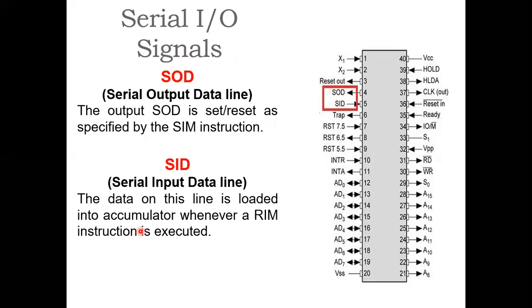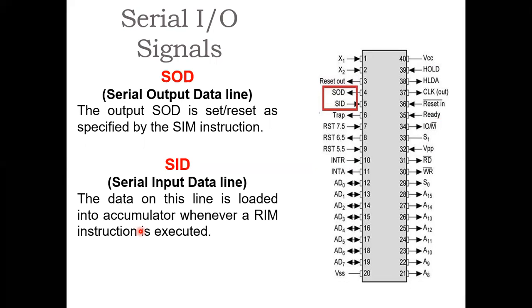Next, the serial input output signal. It is a signal used for serial communication between the microprocessor and other devices. For example, if an interface works with serial communication, that means for every clock pulse we can send only one signal. So that is the serial output data line and the serial input data line.